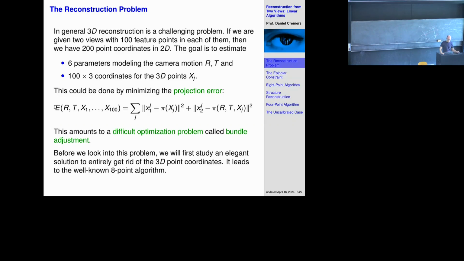But I'll tell you more about the history of bundle adjustment at a later stage. So this is, unfortunately, even if you have a computer, a difficult problem. The reason why this is difficult is that this is a loss function with hundreds of unknowns that you have to estimate, and it is highly non-convex.